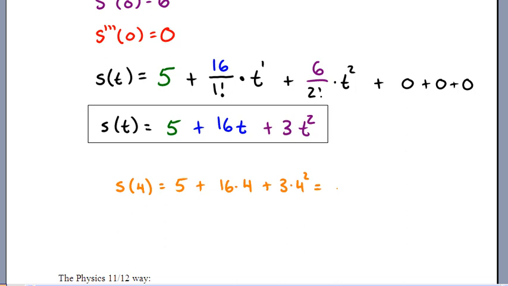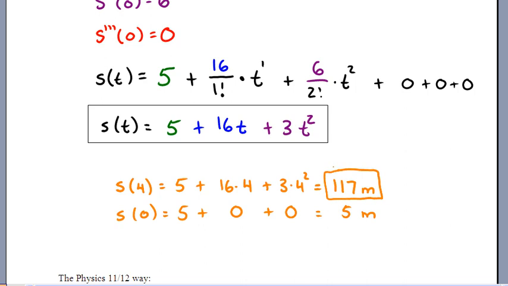And I'll save you some time. That ends up being 117 meters. That's where it's located. And remember, at time 0, we were told that we should get an answer of 5. Sure enough, you do. Yep, located at 5 meters. So I know where you are. Here's your location.